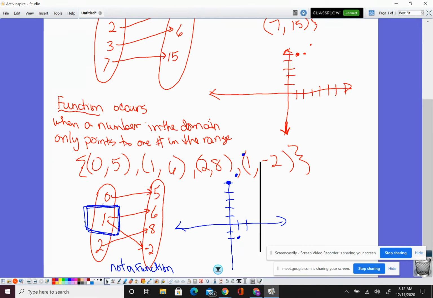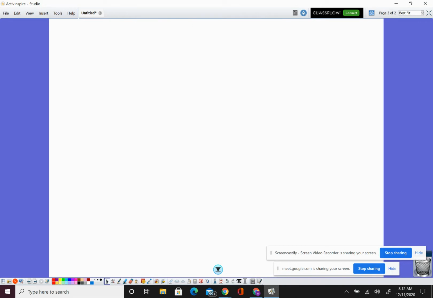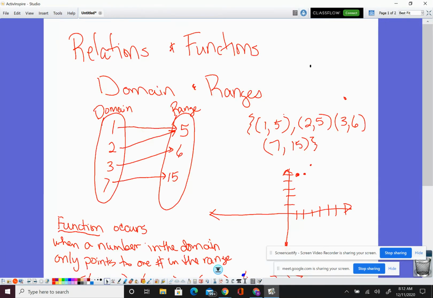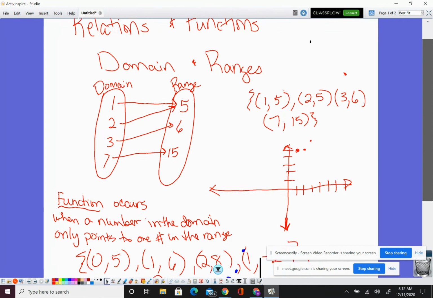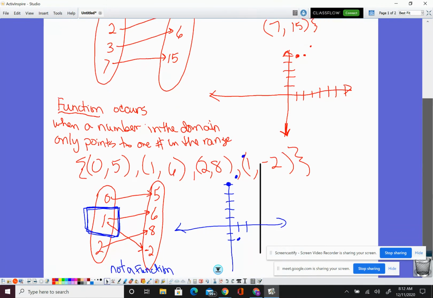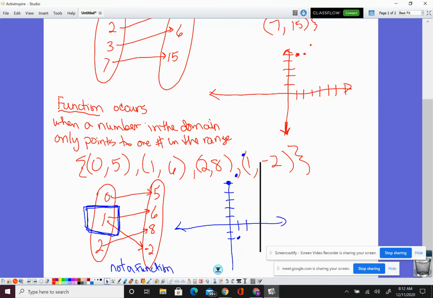In terms of mapping, if you look at the x coordinate or the domain, if you have one domain that has 2 arrows coming out of it, it's not going to be a function either. So those are 2 ways to say whether or not you have a function. Questions on that?